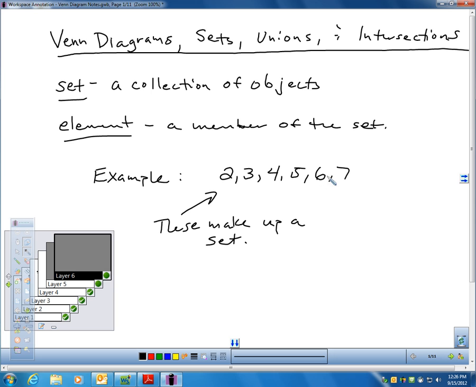Mathematically, an example of a set could be a group of numbers like 2, 3, 4, 5, 6, 7. Let's say that those are the elements of my set. Each one of these members is an element. So I have a set of numbers, and each one of these is an element.